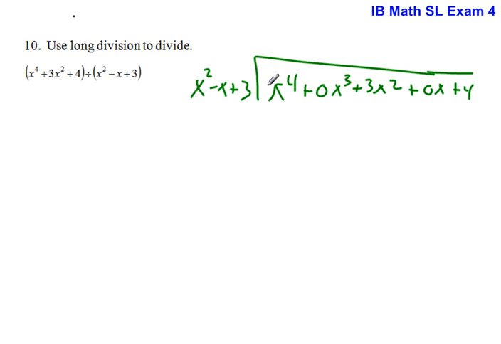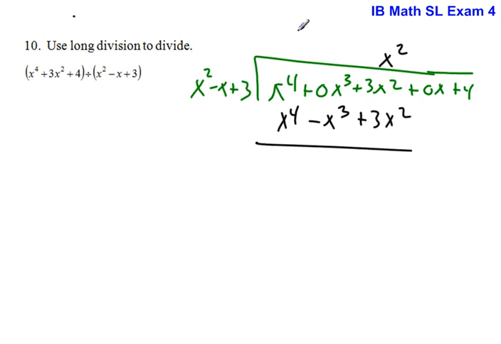So x squared times what is x to the power 4? That's just going to be x to the power 2. And notice how these line up. x squared times x squared is x to the power 4. x squared times negative x is negative x cubed. See how they line up right here? x squared times 3 is a positive 3x squared. So we want to subtract these, and so we'll change all the signs. So it's a minus, plus, minus.